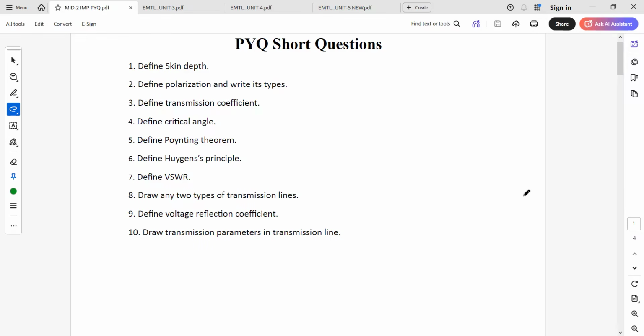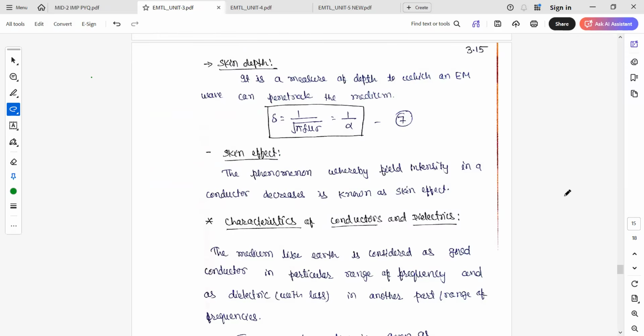Now we have discussion about short questions, which is important from the examination point of view, as well as to build the concept. So here we have skin depth: define the skin depth, or sometimes on the basis of skin depth you'll get a numerical. So that we are going to see what this is. Skin depth is defined as the depth to which the wave is going to penetrate.